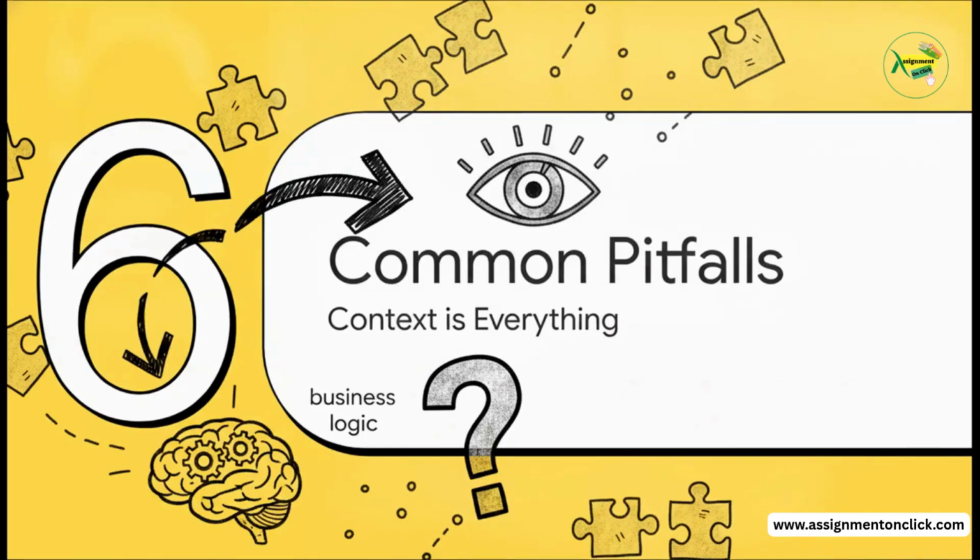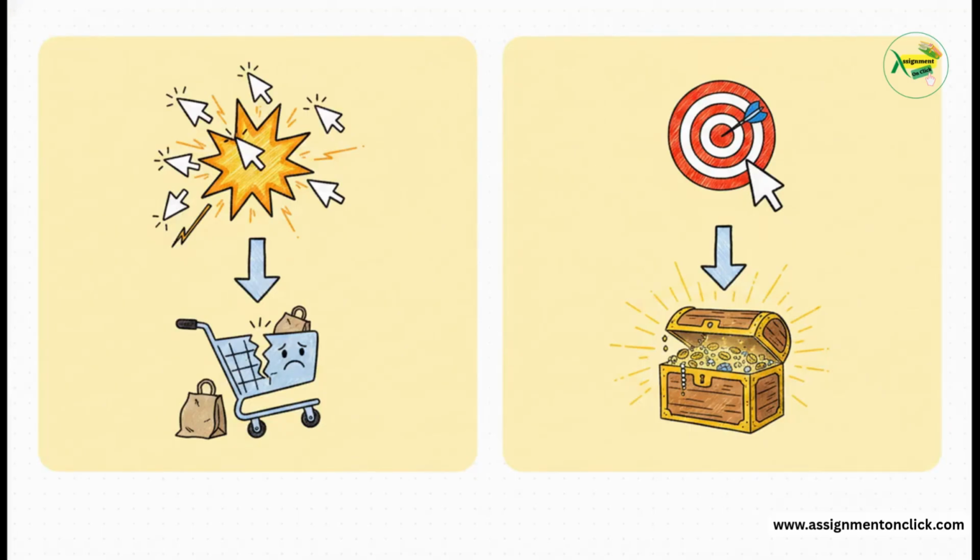Which brings us to our final part, Section 6, Common Pitfalls to Avoid, Context is Everything. Because even the most perfect workflow is useless if you misinterpret the context. Think about it. A high CTR but a low conversion rate. That might mean your ad is basically clickbait and your post-click experience is weak.